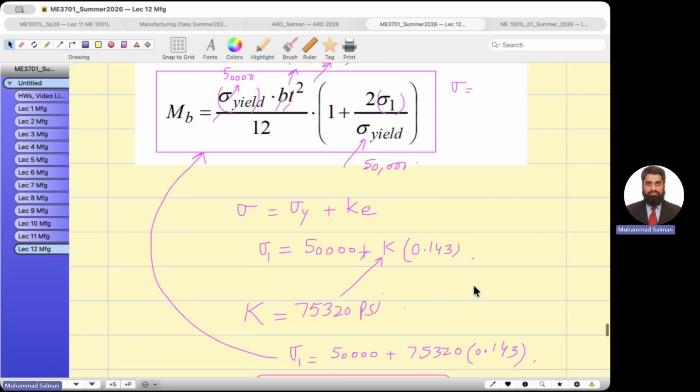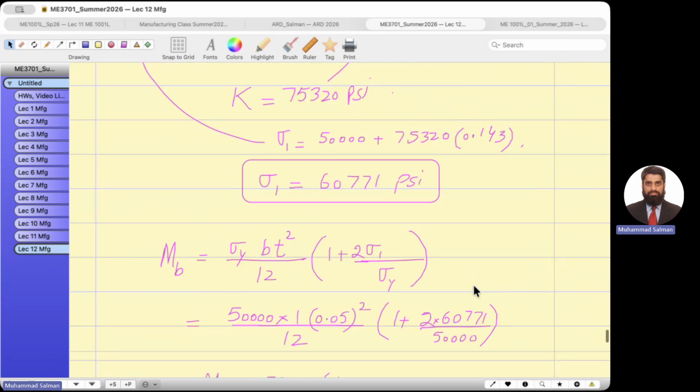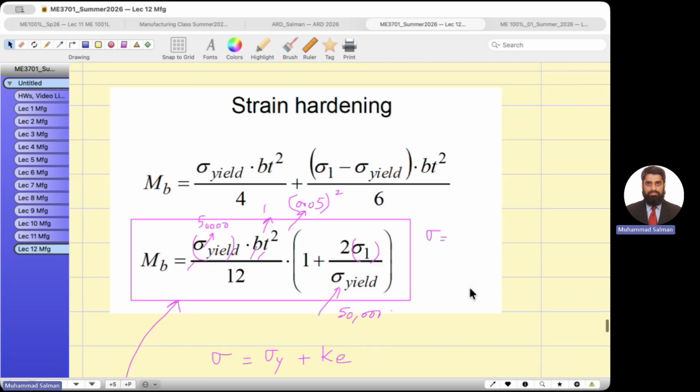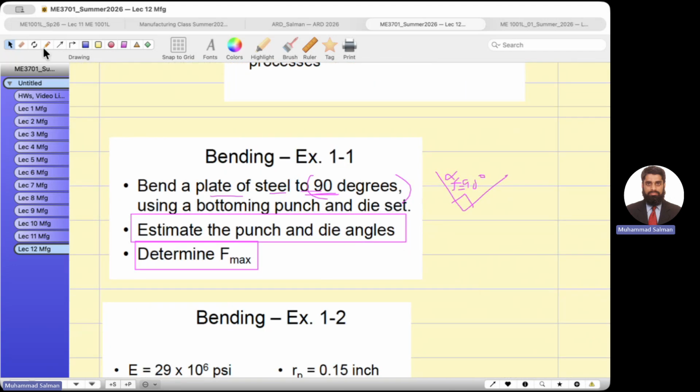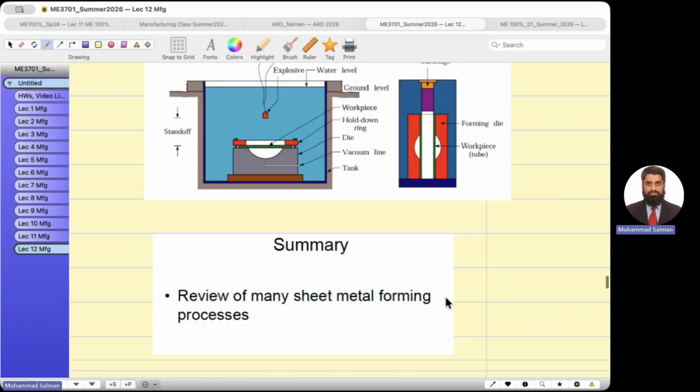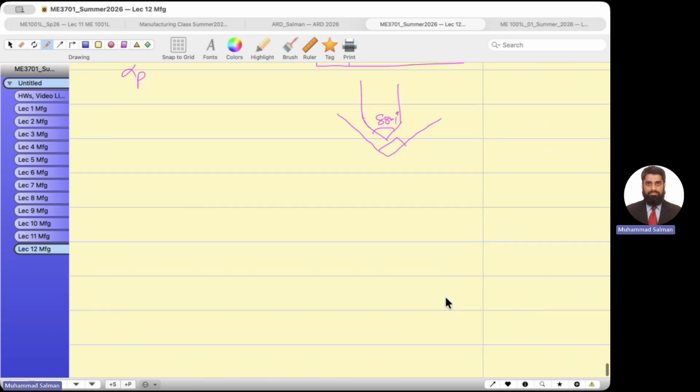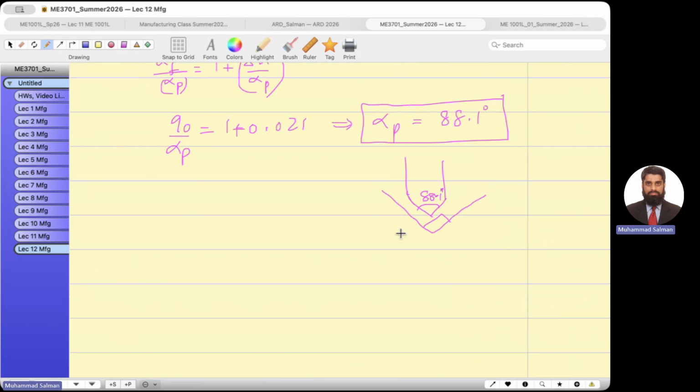Okay, now come back to the question. Are we completing? Now we have found the alpha P, but we haven't found the alpha die. It is asking you the punch and die angle. Usually it is asked together. Now you remember I showed you this relationship. So if you have this die angle, alpha die, alpha punch, alpha die, what is the total angle of the line? 2 alpha die plus alpha punch equals 180.